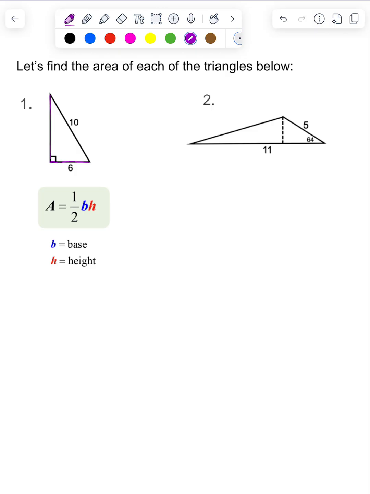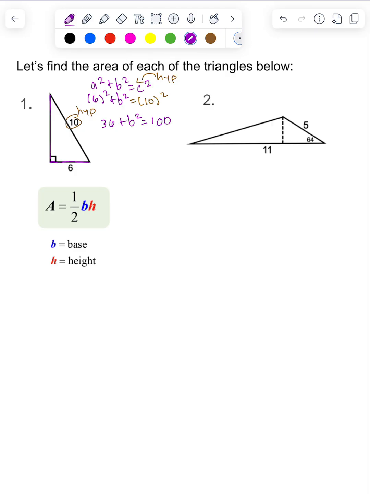And when I have two sides of a right triangle, I can use Pythagorean theorem to find the missing side. a squared plus b squared equals c squared. a and b represent legs, and c represents the hypotenuse. So 10 is the hypotenuse, so I have to make sure that I plug 10 in for c. Other than that, the order doesn't matter. 6 squared plus b squared equals 10 squared. So we have 36 plus b squared equals 100.